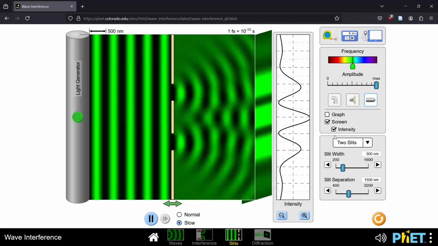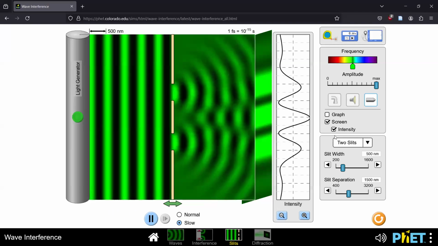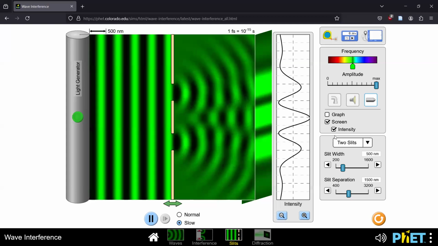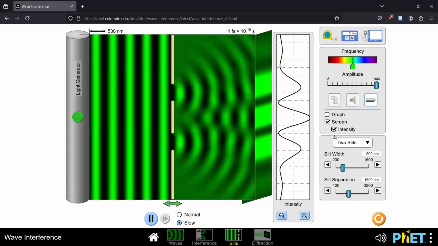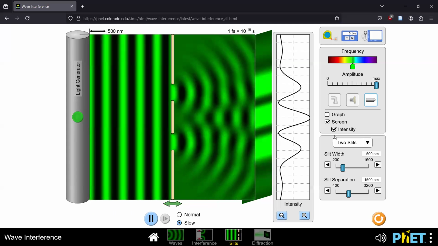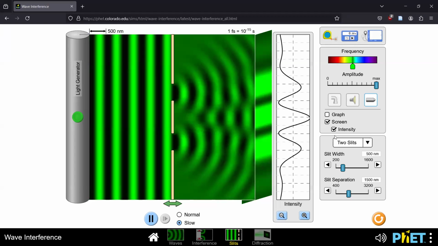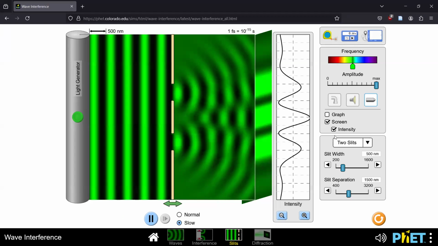And they're spatially separated. So you get this kind of oscillatory pattern of regions where the two waves hit the screen at the same time, at the same phase, and other times when they're out of phase by 180 degrees.